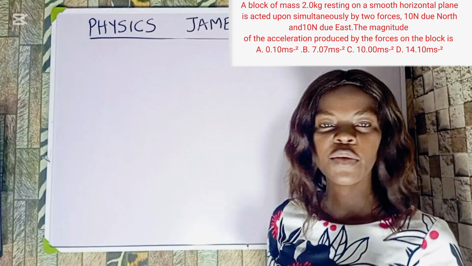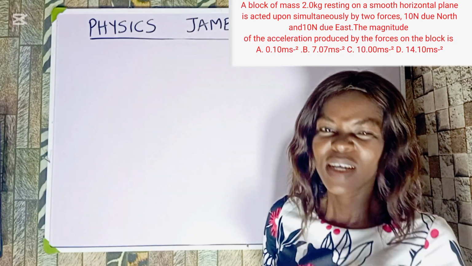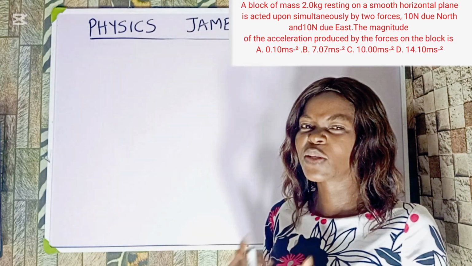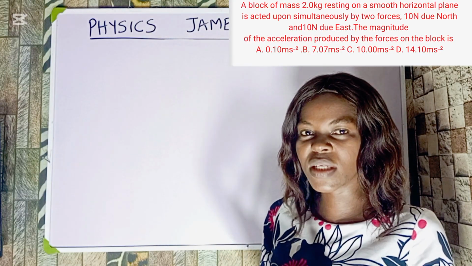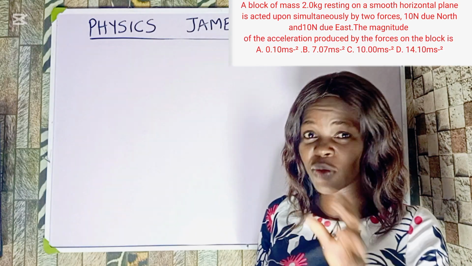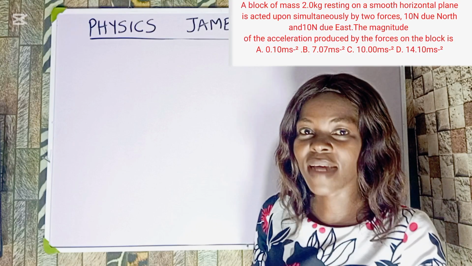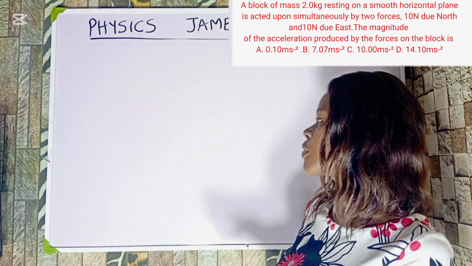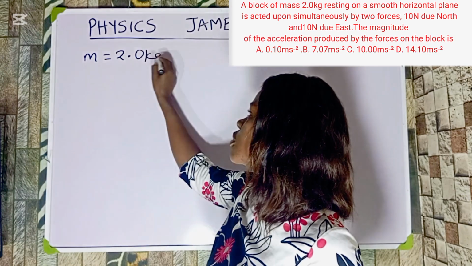So let's go. The question says a block of 2.0 kilograms. So that becomes the mass. If you are solving any problem in physics, you should look at the terms given, that is the units attached to any value. Do you understand? So kilogram is a unit for mass. Once you see that 2.0 kilogram, that stands for your mass. So we have mass equals 2.0 kilograms.